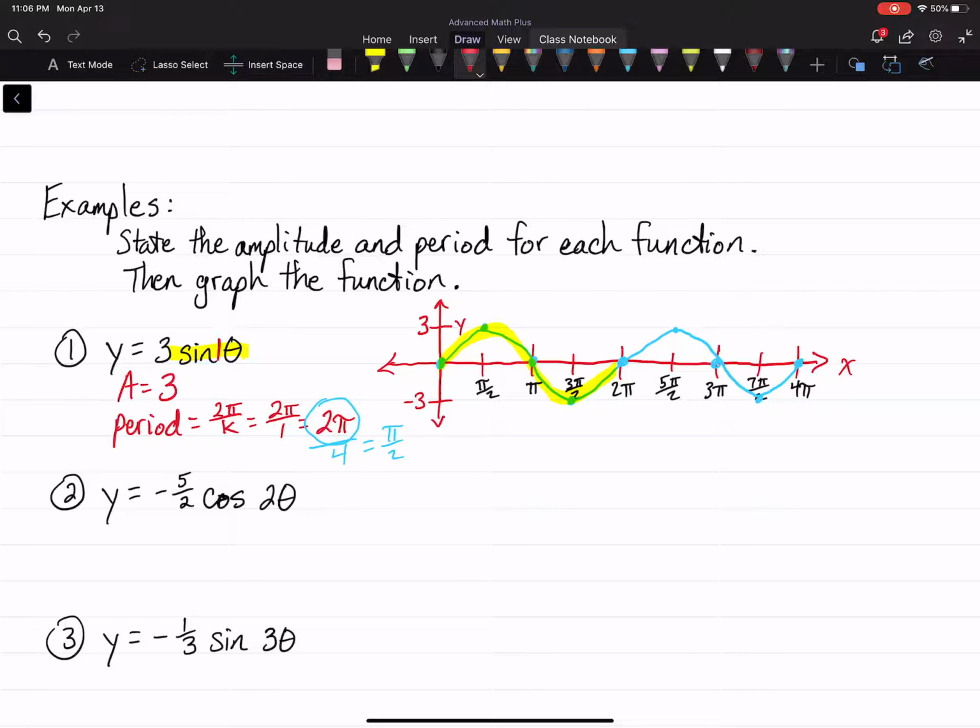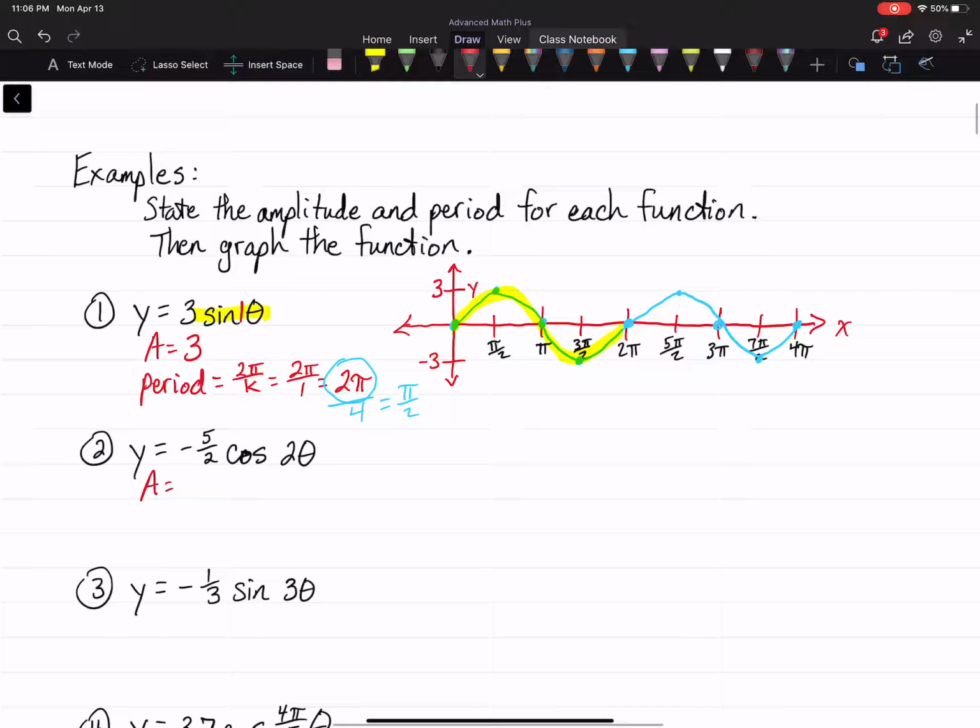So moving on, go to the next one. Amplitude is 5/2. Notice, not -5/2, it's +5/2 because, again, amplitude is a distance, and distance is always measured in positives. So my period will be 2 pi over K. And again, for this problem, K is 2. K theta. So 2 pi over 2 equals pi. So we go to graph it again.